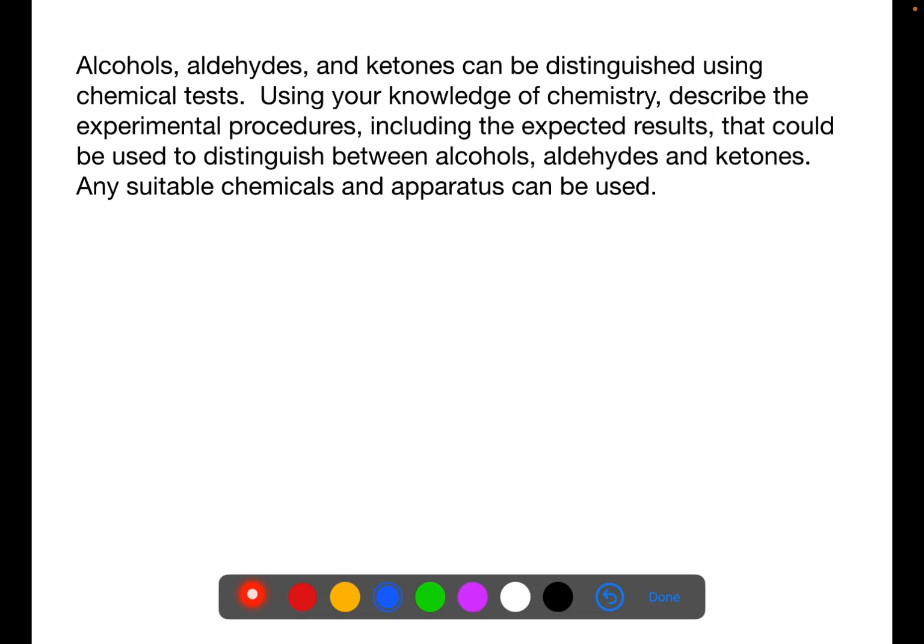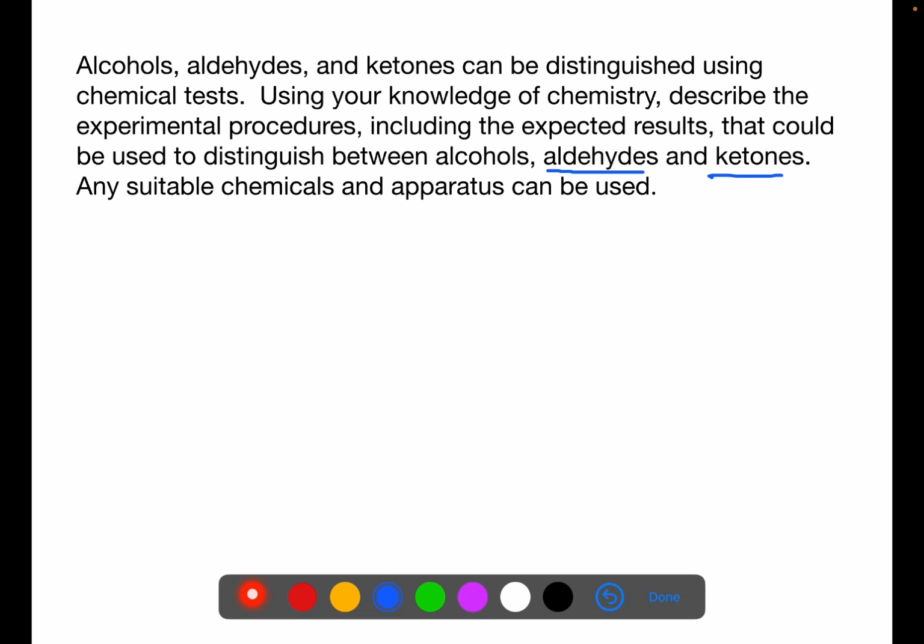Alcohols, aldehydes and ketones can be distinguished using chemical tests. Using your knowledge of chemistry, describe the experimental procedures, including the expected results, that could be used to distinguish between alcohols, aldehydes and ketones. Any suitable chemicals and apparatus can be used. So again, this, although an open question, does lead you down a certain path looking at oxidizing agents. So we've got a few that we can use to distinguish between aldehydes and ketones, so we can start there.